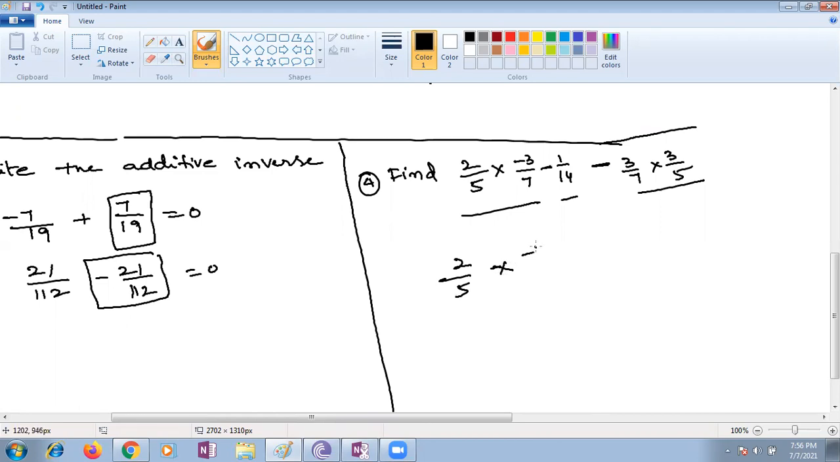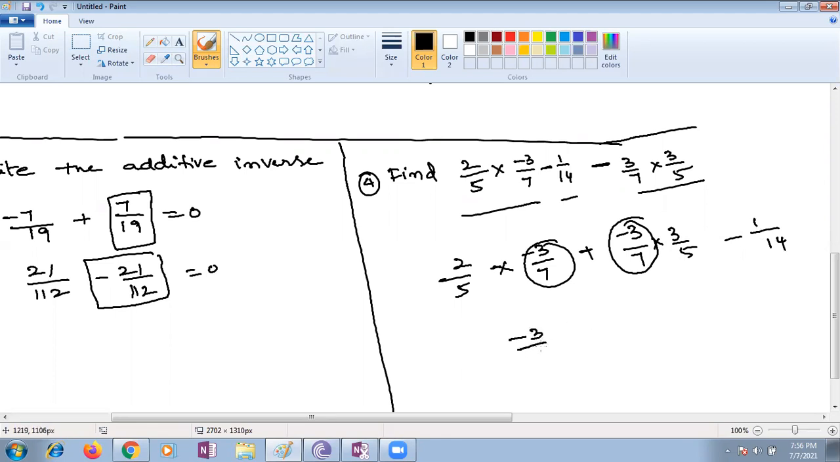You just see, children, minus 3 by 7. Sorry, it's minus 3 by 7 into 3 by 5. Or else directly also you can take it over here. So now which number is common in these two? Minus 3 by 7. Very good. You take minus 3 by 7 out.